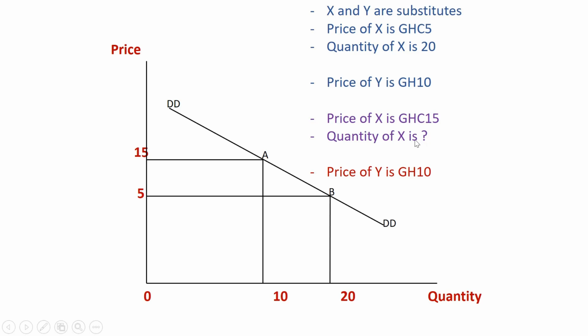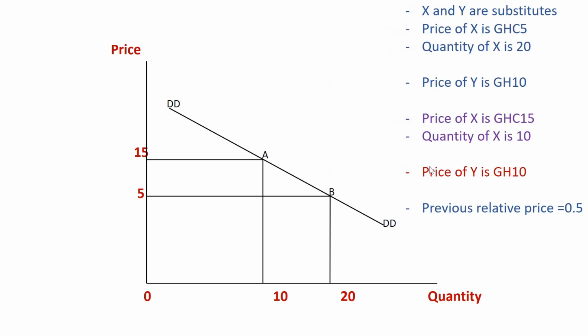Is it going to increase? Is it going to decrease? Bearing in mind that there's a substitute, which is commodity Y, whose price is constant. For us to be able to understand this question, we need to understand a concept called relative prices. When we talk about the relative price of a commodity, it is just dividing the prices of the two commodities.